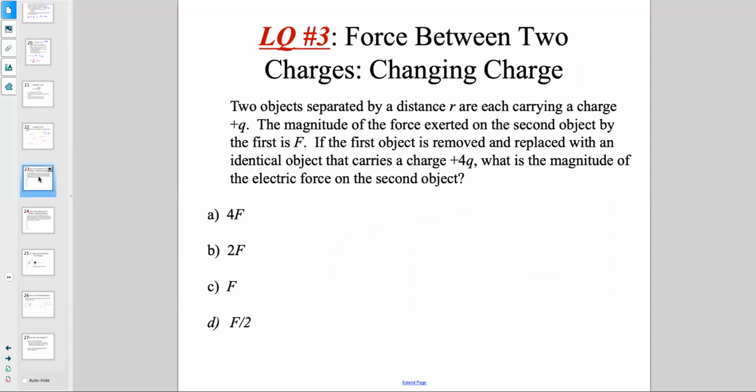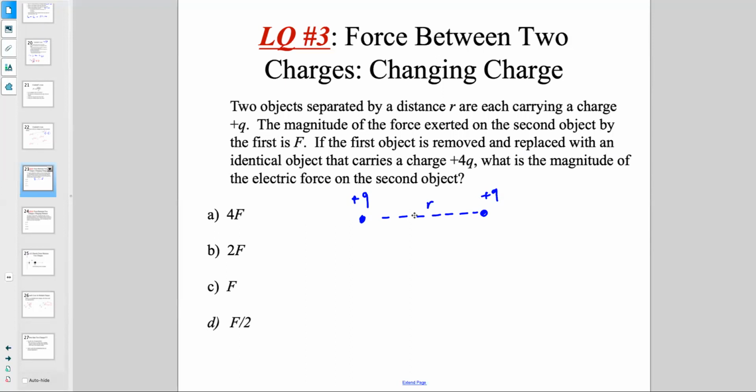So let's take a look at this lecture question. Force between two charges and the changing charges. Two objects separated by distance r are each carrying a charge of plus q. In other words, I have a plus q here, and the distance from one another is r, like that. And the magnitude of the force exerted on the second object by the first one is F.